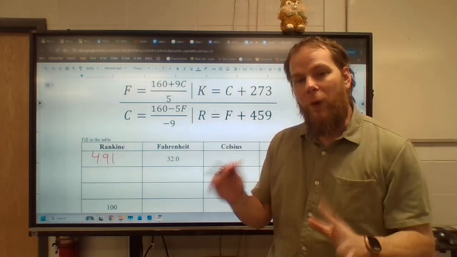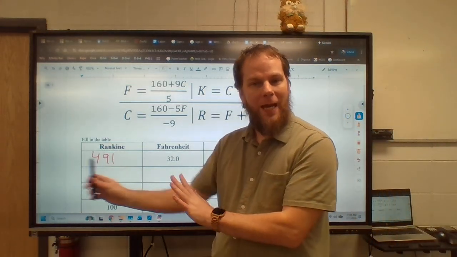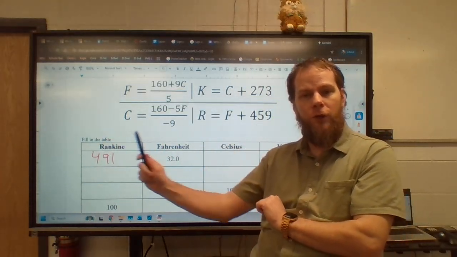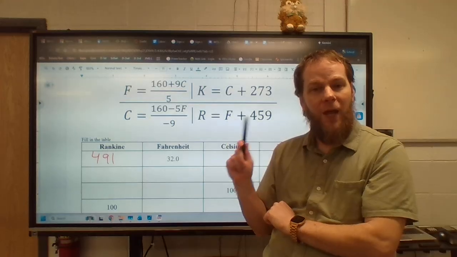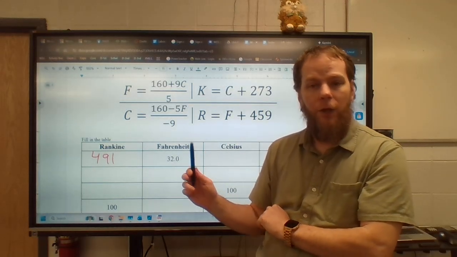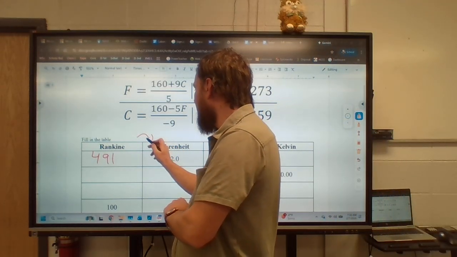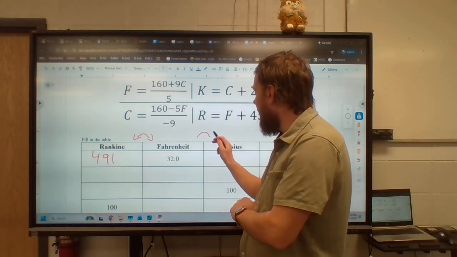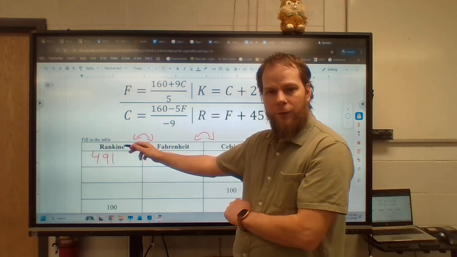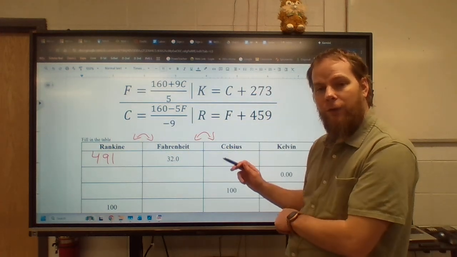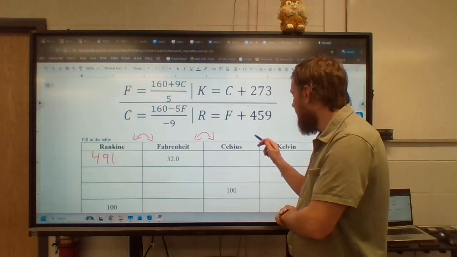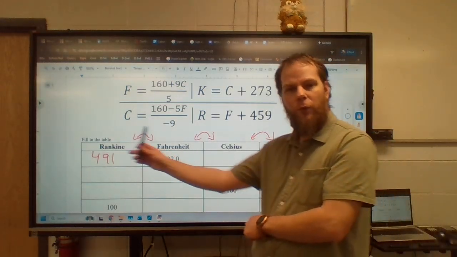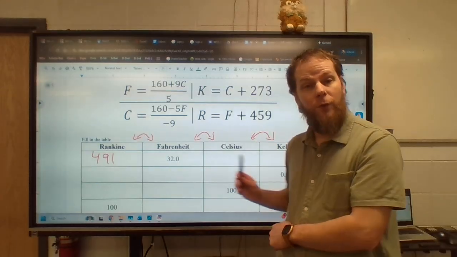Now, we cannot go from Rankine to anything other than Fahrenheit. There is no conversion up here that will take us from Rankine to anything else. So we can only go from Rankine to Fahrenheit. Likewise, we can only go from Fahrenheit to either Rankine or to Celsius. And Celsius to Fahrenheit, or Kelvin, and Kelvin can only go to Celsius. We have to move back and forth across this in a straight line.